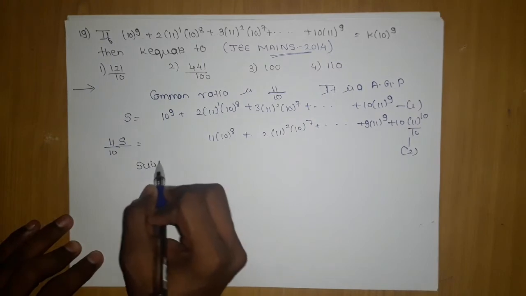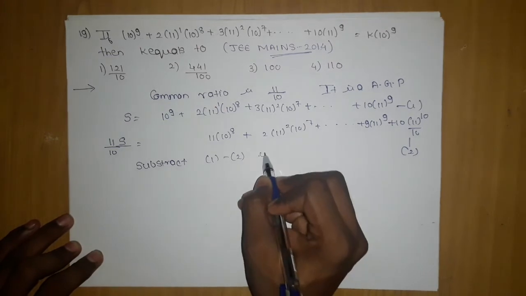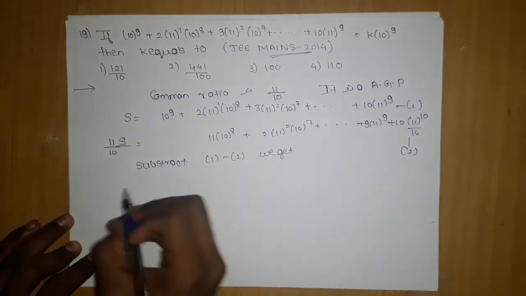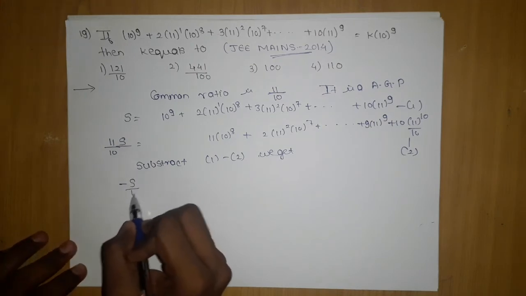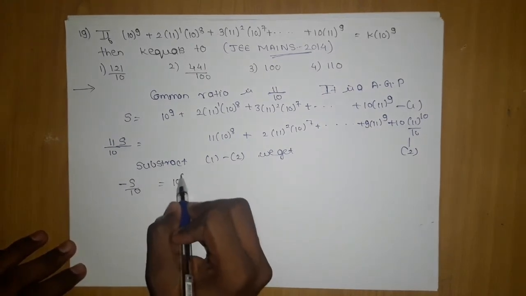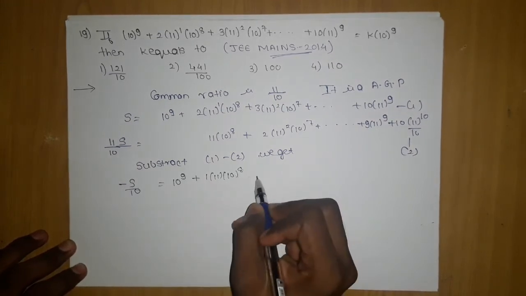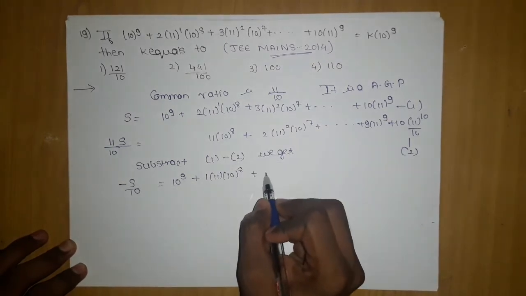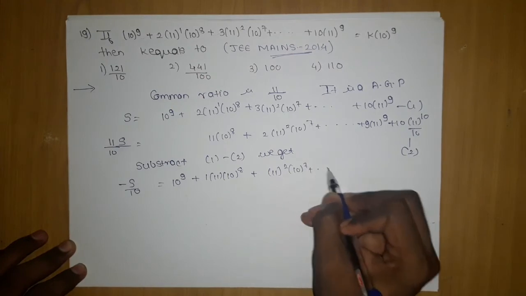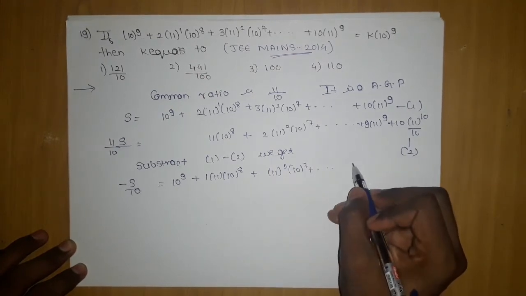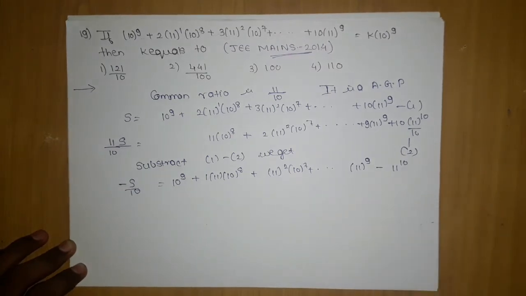Subtract 1 minus 2, we will get S minus S by 10 equals, and here we are left with 10 power 9 plus 11 into 10 to the power 8 plus 11 square into 10 to the power 7, and this will go on till 11 power 9, and here lastly minus 11 power 10.